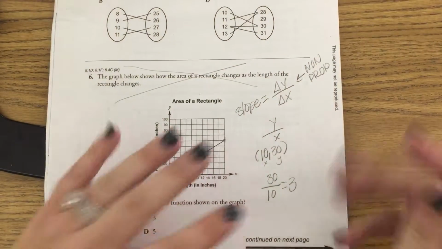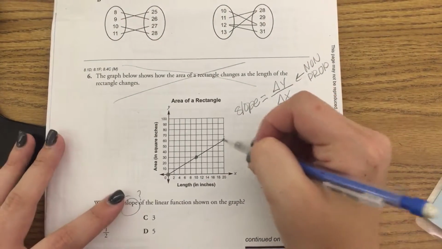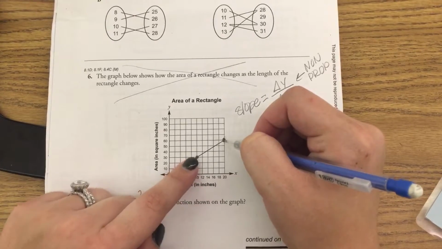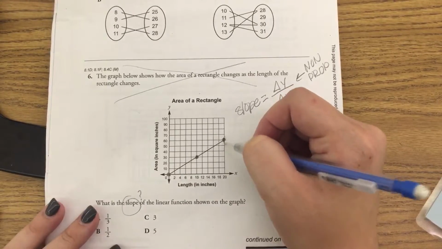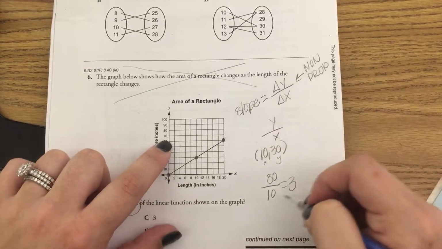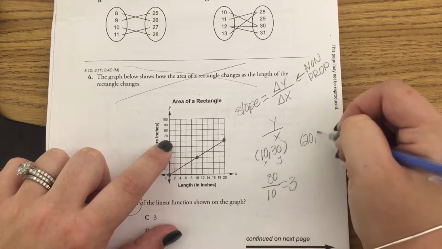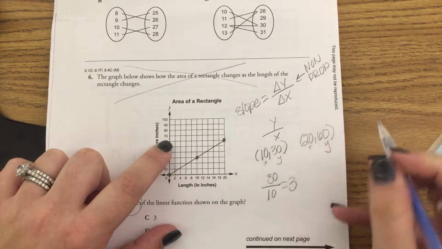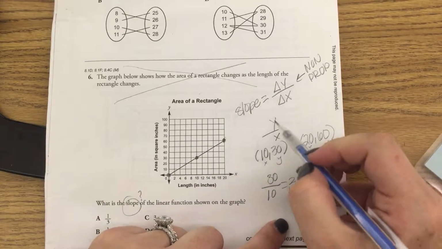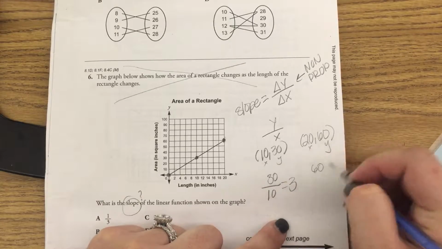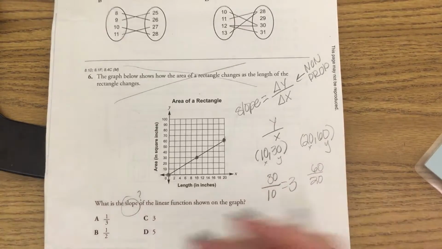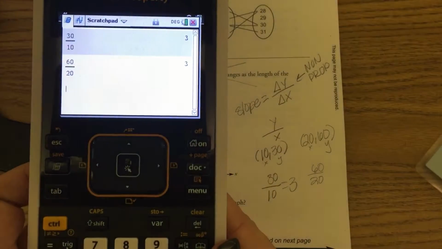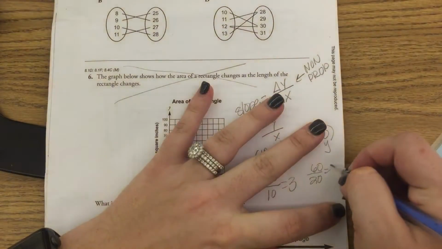Okay? Well, what if I chose this point here? Would I still get the same slope? Because I didn't see that when I went straight to this one. Okay, so what's that point? The ordered pair would be 20, 60. And in ordered pair form, this is your x, this is your y. I'm going to do the same thing. I'm going to put y over x. Y would be 60, x is 20. I'm going to take my calculator. Comes out to the same exact thing, 3.